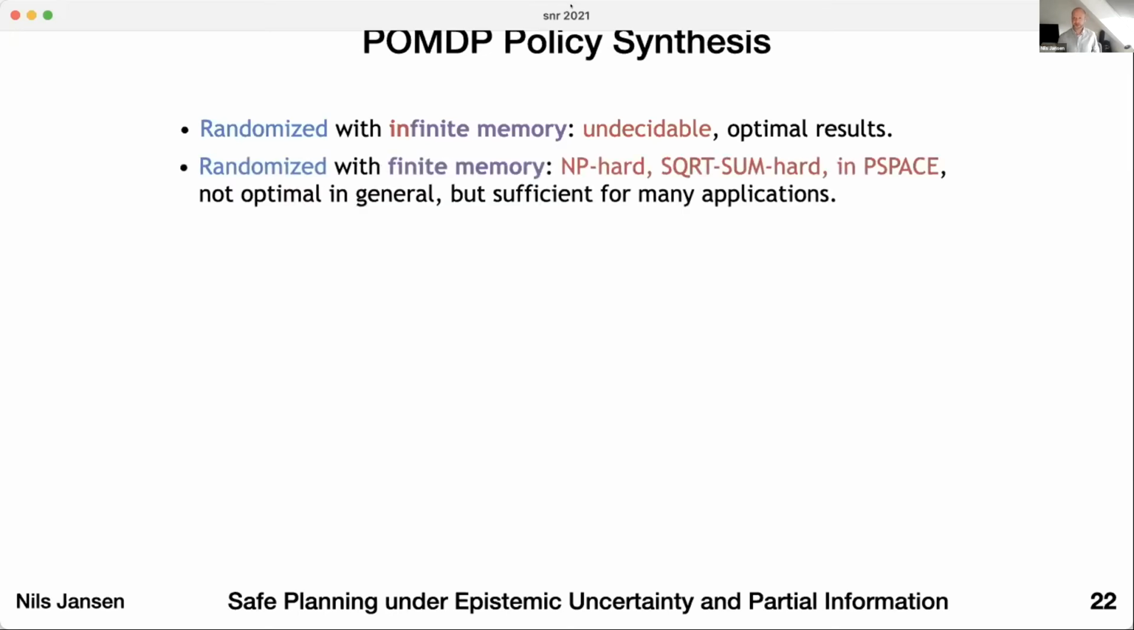What we can also do is randomize and get finite memory. Then the underlying problem is NP-hard. And now I always make the joke that it's also square-root-sum hard, but I don't really know what this complexity class means. It is very hard. It's also NP-space. And then we're not optimal in general, but it's sufficient for many applications that we use. And we also discovered that in many, many benchmarks that are around for these models, actually you get the optimal decisions.